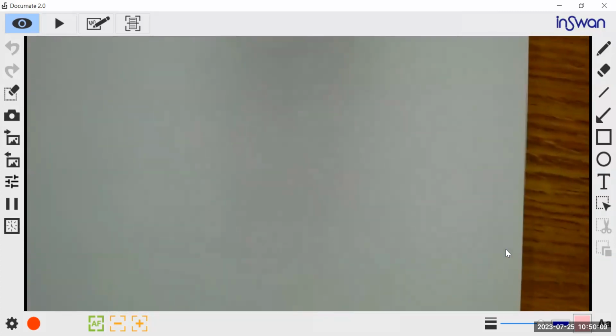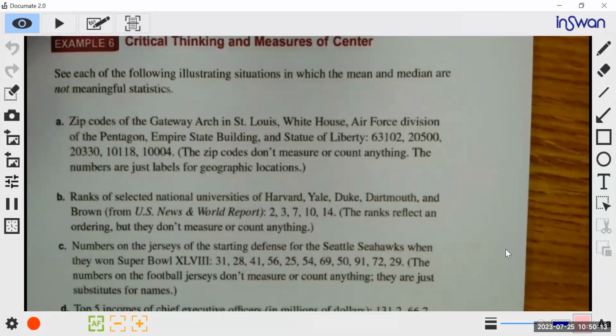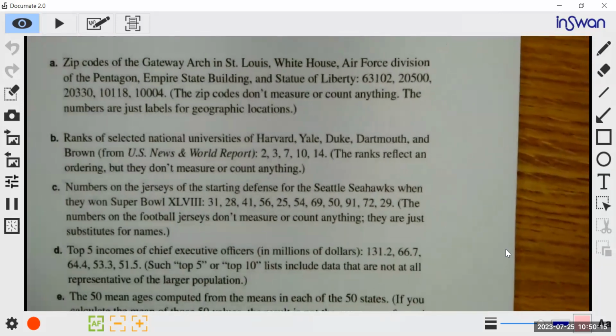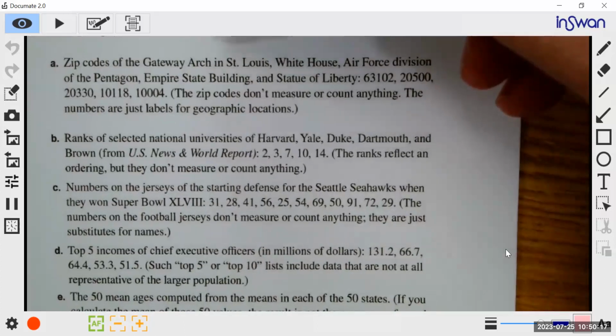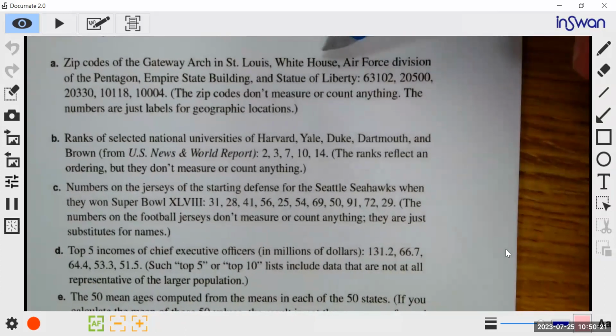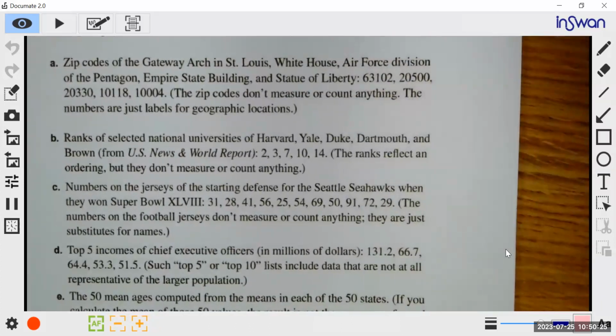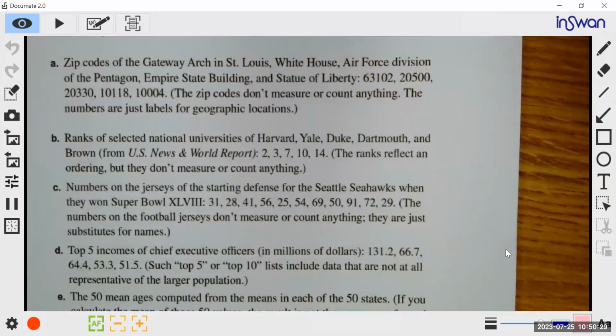Here we go with critical thinking. Zip codes for the Gateway Arch in St. Louis, White House, Air Force Division of the Pentagon, Empire State Building, and the Statue of Liberty. Can you do anything with those numbers? Can you calculate them and find the average or anything?